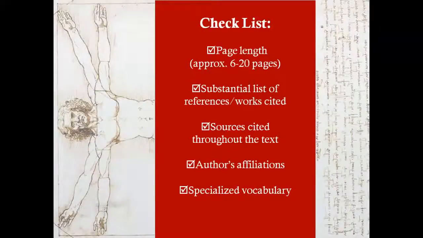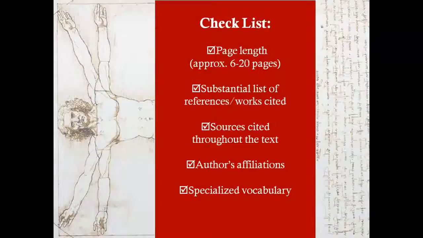To quickly determine whether an article is likely to be scholarly, use this checklist. You can usually tell pretty quickly what the page length of the article is. If it's less than 6 pages, be sure to take a closer look. Scholarly articles are usually quite long. If in doubt, scroll to the end of the article and see if it has a substantial list of references or works cited. No scholarly article will be without one.